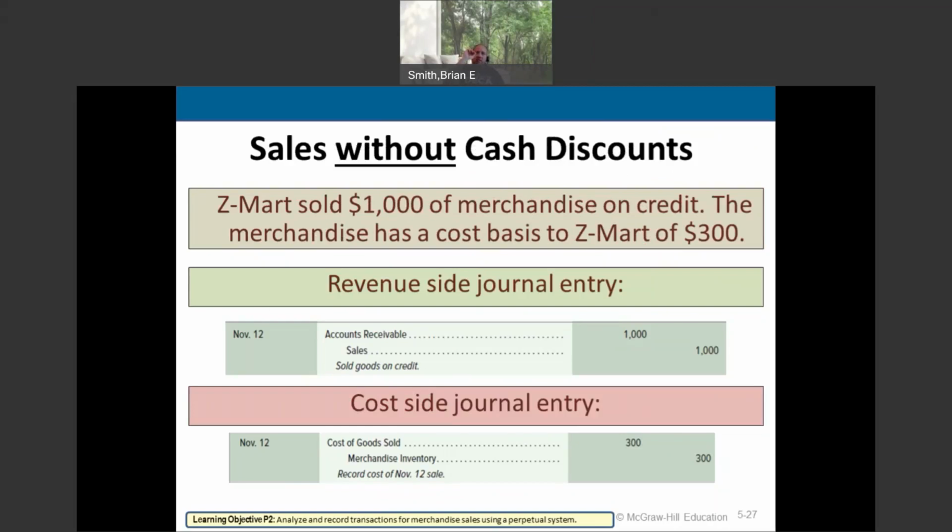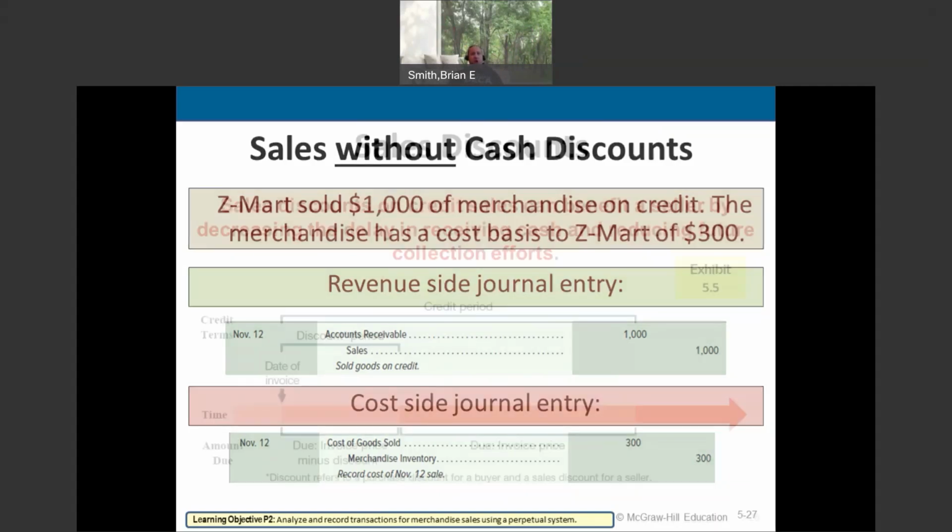Now, if we had sold this merchandise as a cash sale, all you can do is change the accounts receivable to cash. It's going to be the same thing otherwise. The cost side journal entry is going to be the same no matter what. We're going to debit what it cost us to cost of goods sold, $300. And we're crediting merchandise inventory because when we sell inventory, it's going away. We sell it, it goes away. So we got to get rid of it. So these are our two journal entries here.